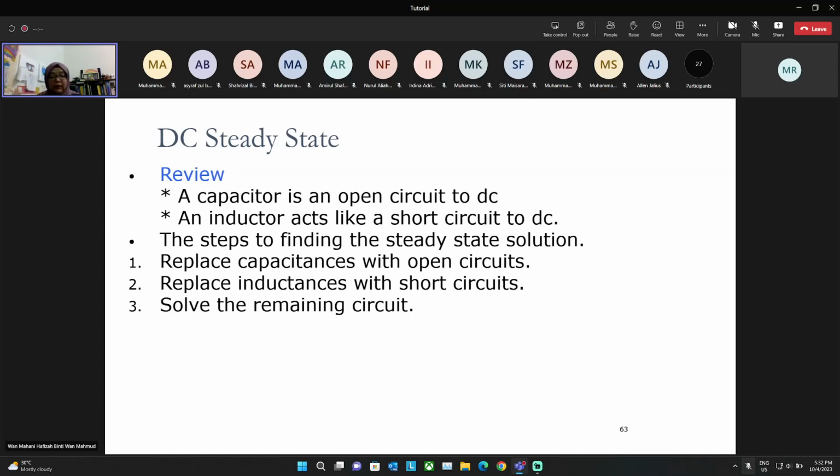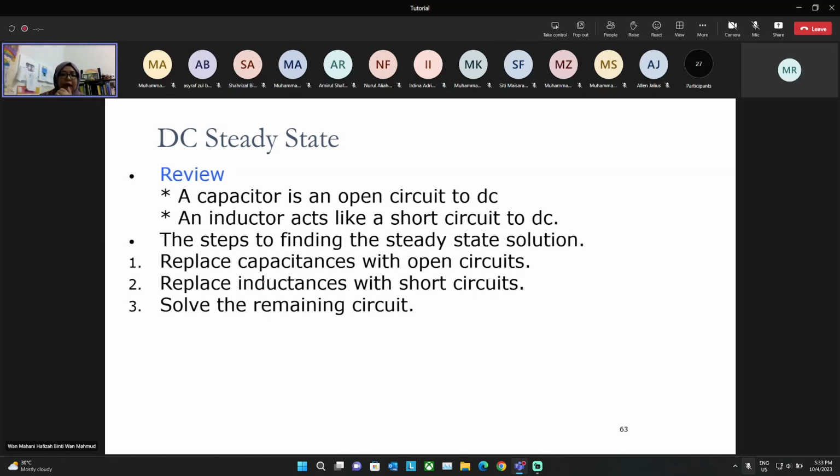Tapi yang tu tak apalah, kita tak fikir lagi yang tu. Sekarang ni je. The steps to find the steady state solution. Kalau keluar circuit and then dia suruh you implement, dalam statement soalan dia tu dia mention under DC state condition. Bila dia sebut je DC state condition, you have to straight away remember capacitor open, inductor short.